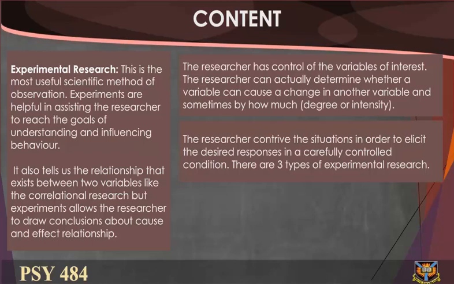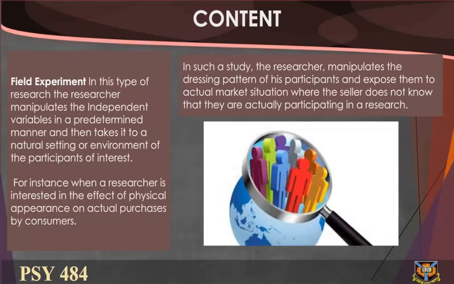There are 3 types of experimental research. Field experiment. In this type of research, the researcher manipulates the independent variables in a predetermined manner and then takes it to a natural setting or environment of the participants of interest. For instance, when a researcher is interested in the effect of physical appearance on actual purchases by consumers. In such a study, the researcher manipulates the dressing pattern of his participants and exposes them to an actual market situation where the seller does not know that they are actually participating in a research.